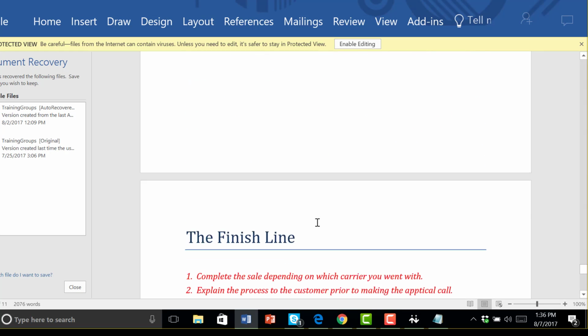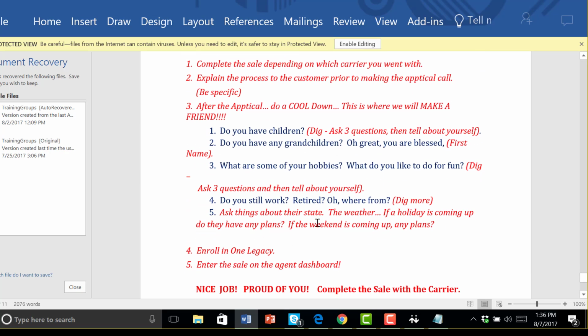Okay. The finish. What you're going to do is here, you're going to complete the sale depending on which carrier that you went with, and you're going to explain that process to the customer. Be specific with them.